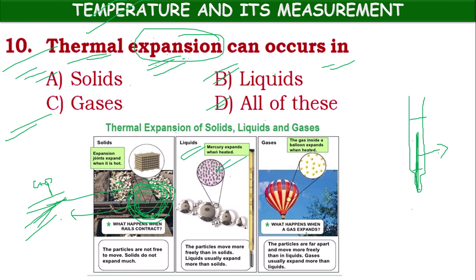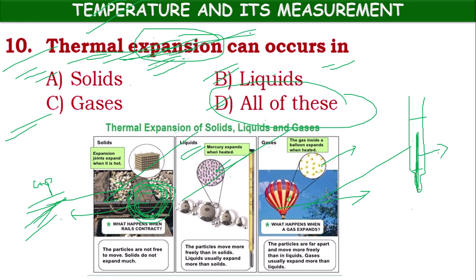Or in hot air balloons or in parachutes, the gases inside the balloon also will expand because of heating. So the gases also will undergo thermal expansion. So thermal expansion means it may be a solid or a liquid or a gas. All kinds of matter, all of these objects will undergo thermal expansion. So option D is the correct answer here.